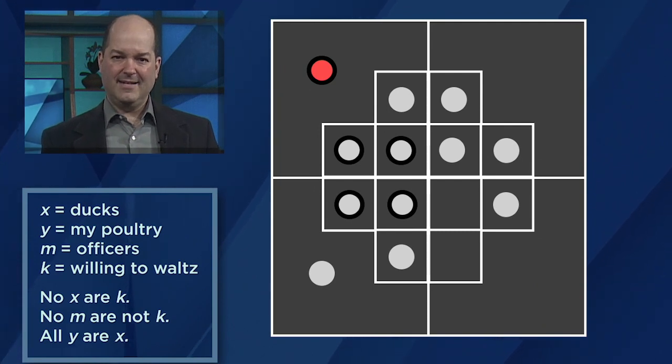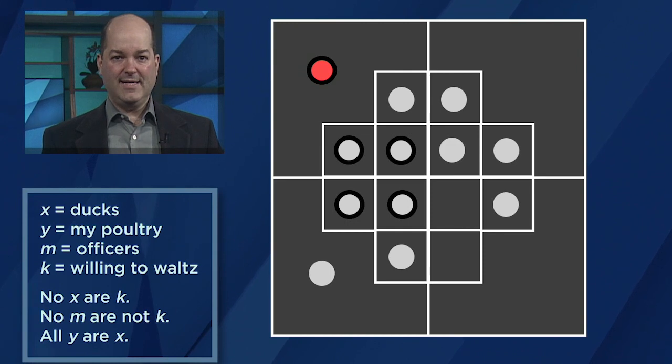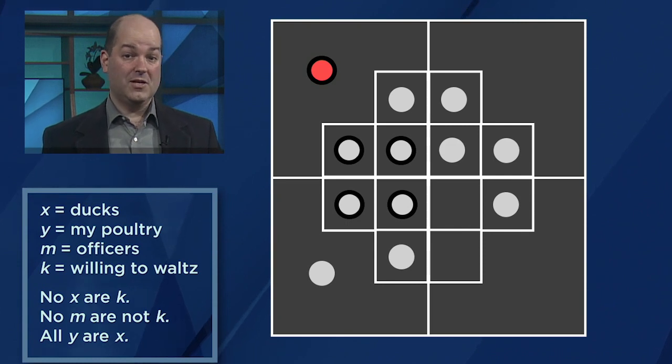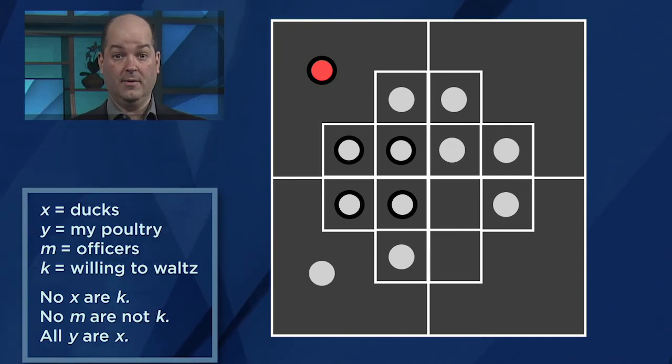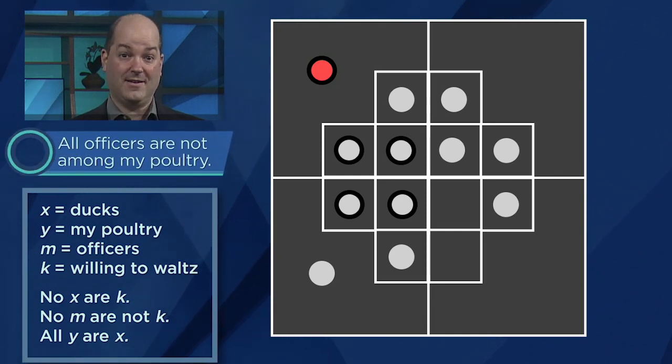You'll notice that some of the counters have been given an extra thick outline. These counters justify the conclusion that all Y are not M. In other words, we get the conclusion all my poultry are not officers. Or, equivalently, the more reassuring, all officers are not among my poultry.